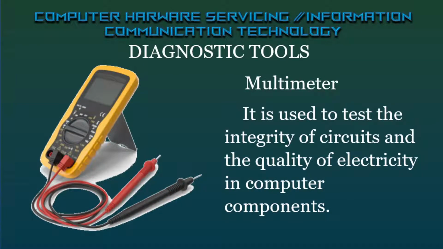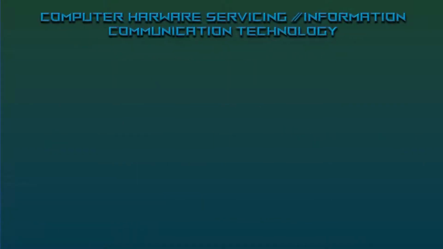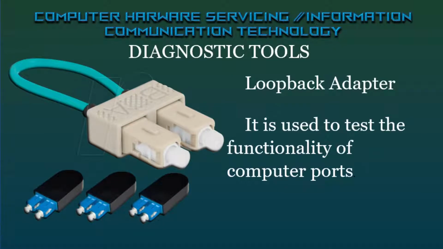Multimeter. It is used to test the integrity of circuits and the quality of electricity in computer components. You can use a multimeter to test how much current the peripherals are receiving. If either measurement is off by 1 volt or more, you have either a bad power supply or too many peripherals connected. Loopback adapter. It is used to test the functionality of computer ports.